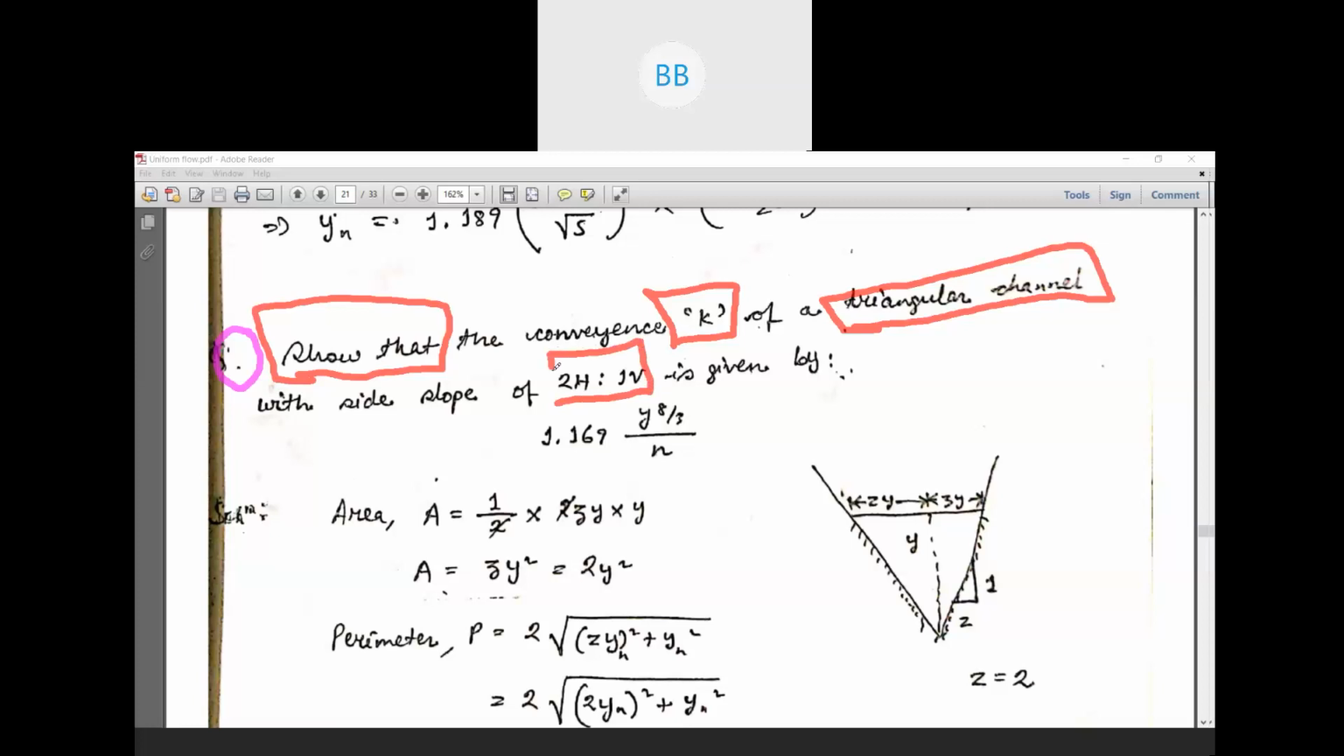This is your given expression, that is K is equal to 1.169 y to the power 8 by 3 divided by n. We need to derive this for a triangular channel. K is equal to 1.169 y to the power 8 by 3 divided by n. So first you write down the equation.